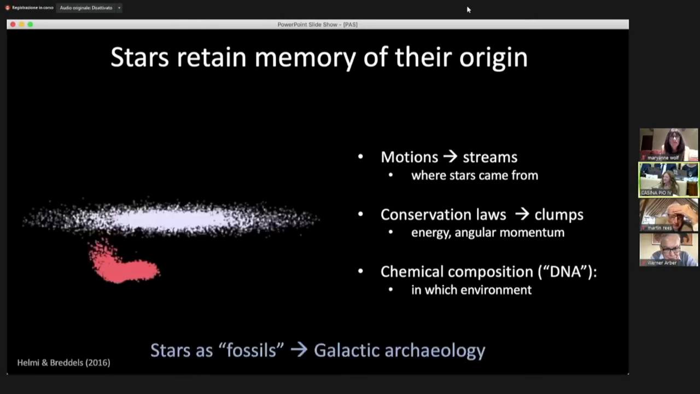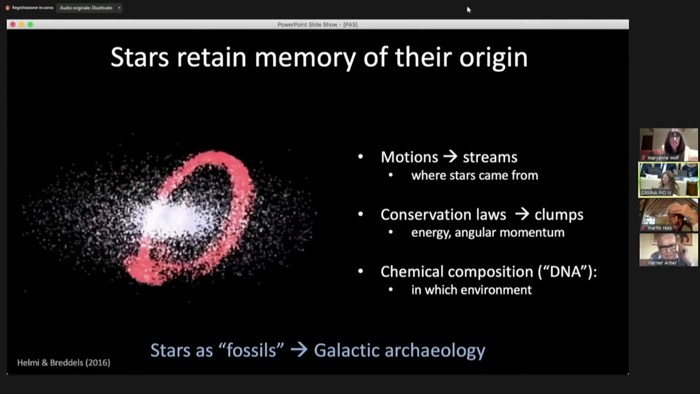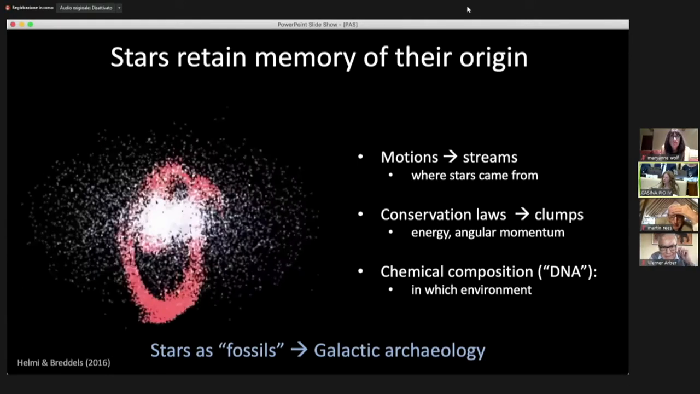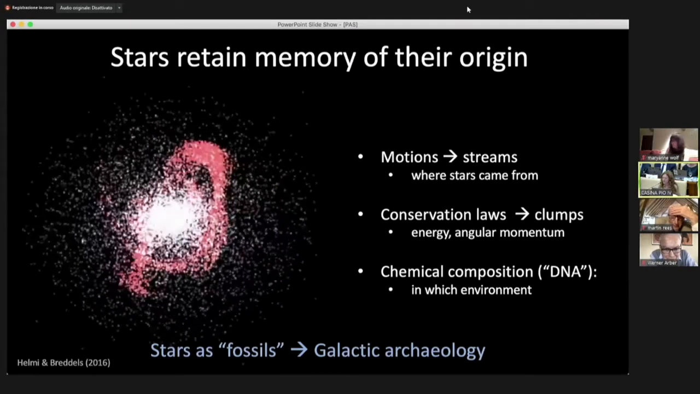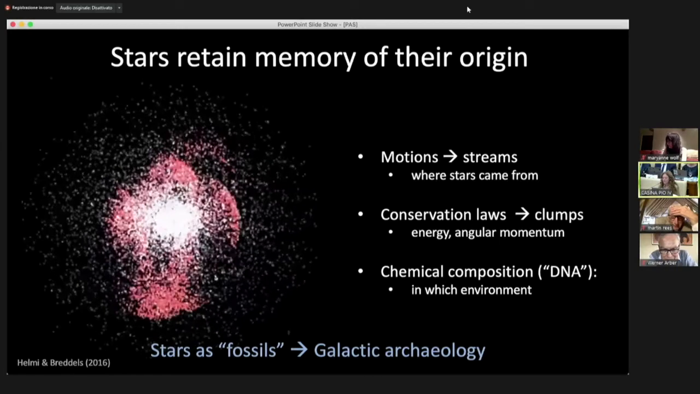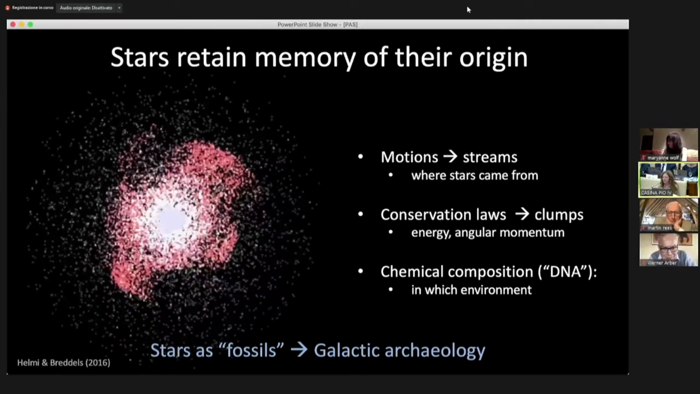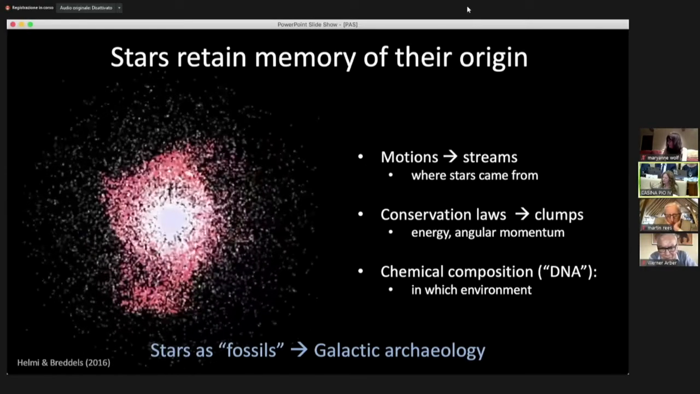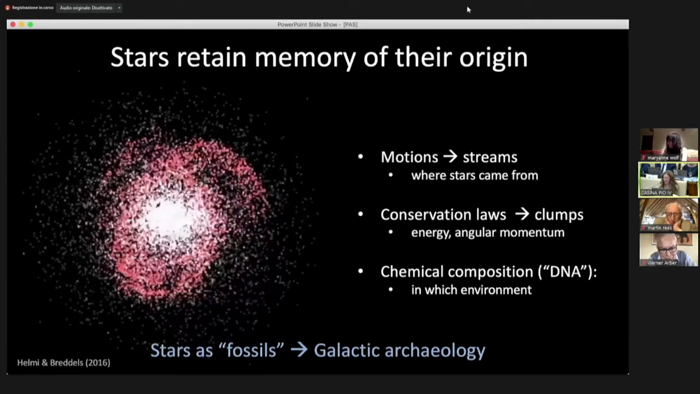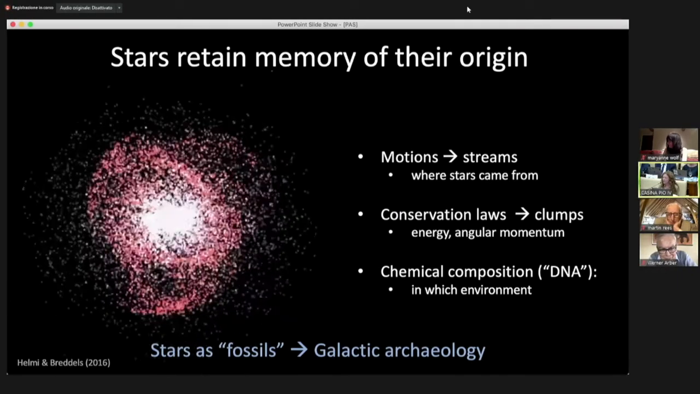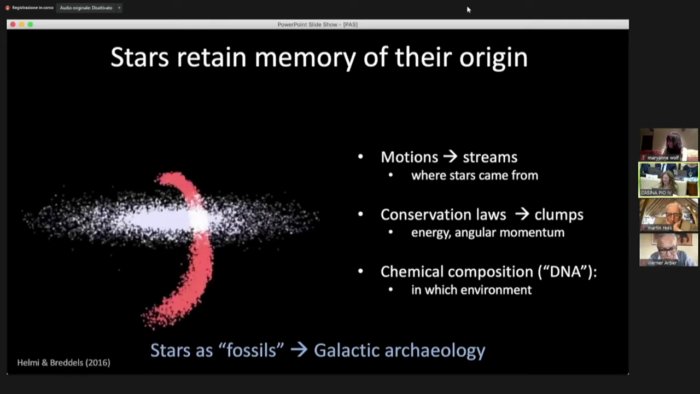But the other thing is that stars in their atmospheres retain an imprint of the environment in which they were born. So the chemical composition, the chemical elements, and the ratios of the different elements that we can measure in the atmospheres of stars actually reflect in which environment they were born. It's some kind of DNA, if you wish. And so if you find stars with different DNA, then you can tell they were born elsewhere. So stars are really like fossils, and so we can use them to do something like what we call nowadays galactic archaeology.